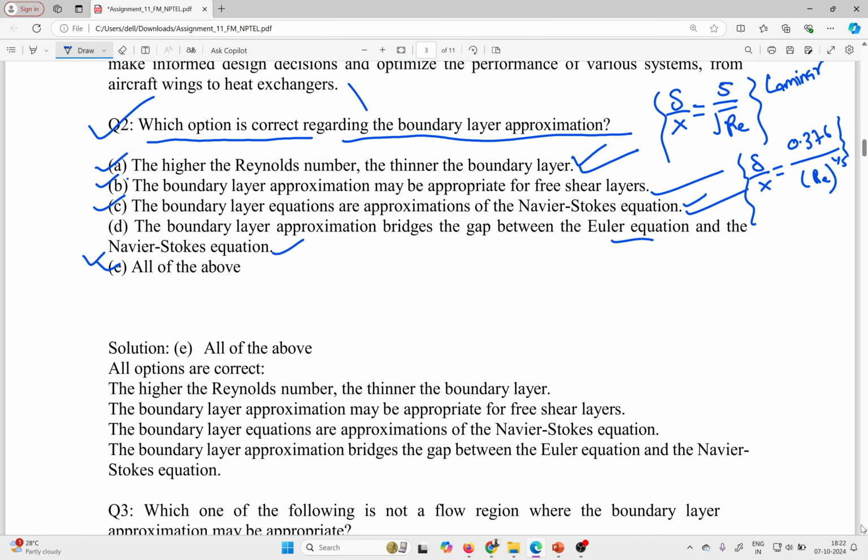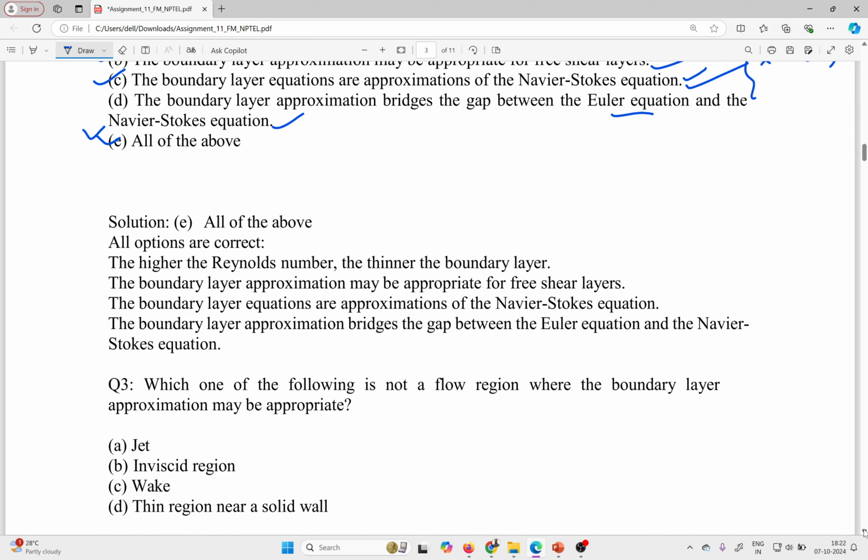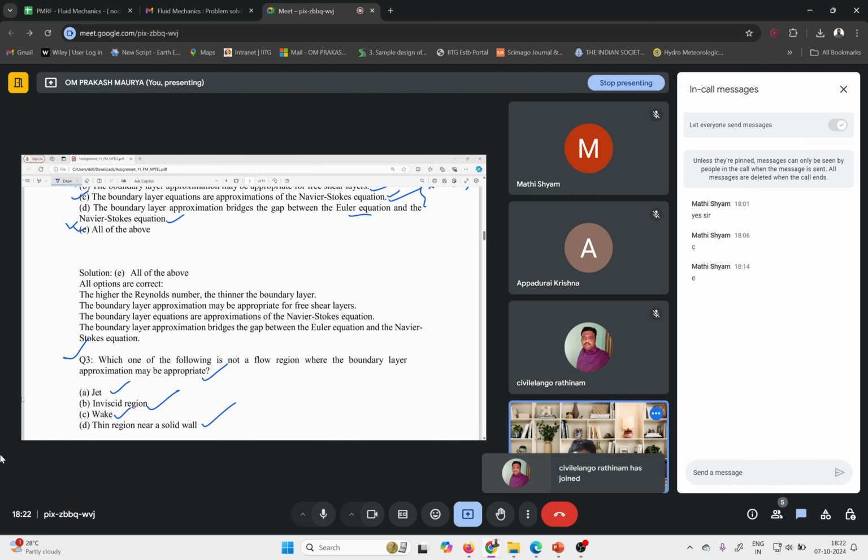Next question. Which one of the following is not a flow region where the boundary layer approximation may be appropriate? Jet, inviscid region, wake region, thin region near the solid wall. Which option is correct for question number 3? Please try to give your answer in the chat box for question number 3.